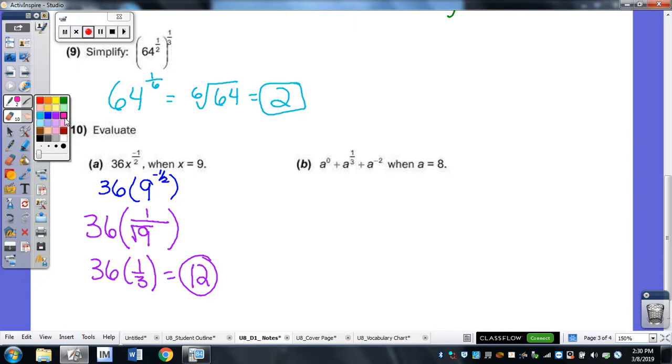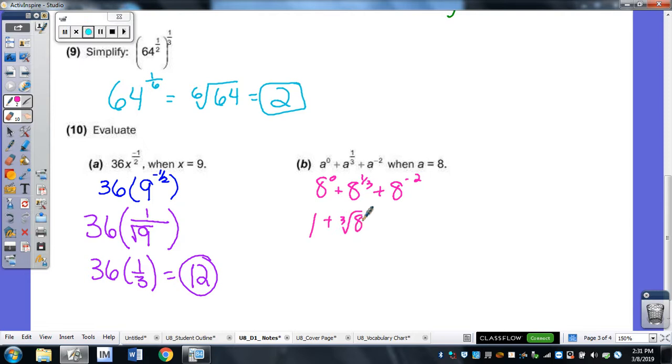So B, we're going to plug in an 8. We got 8 to the 0 plus 8 to the 1/3 plus 8 to the negative 2. So plugging in 8 first for all of our a's. So 8 to the 0 is 1. 8 to the 1/3 really means I'm taking the cube root of 8, which is 2. And then 8 to the negative 2 is 1 over 8 squared. Which, what is 8 squared? That's 1 over 64.